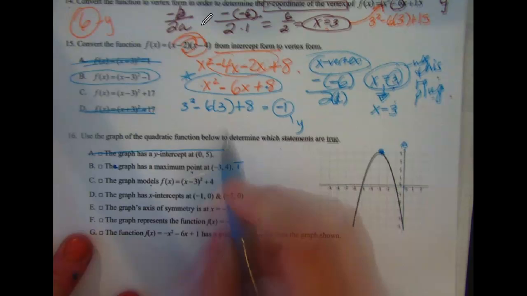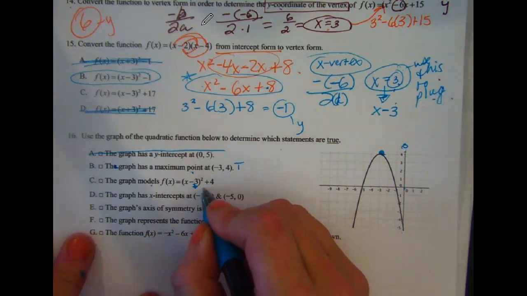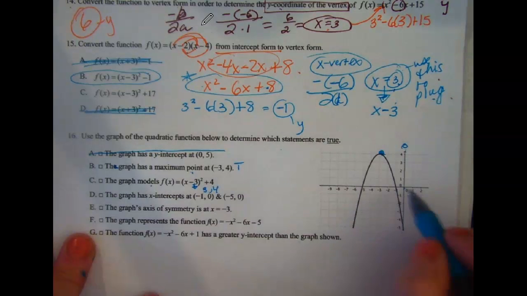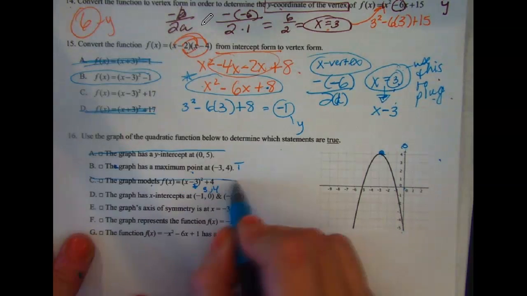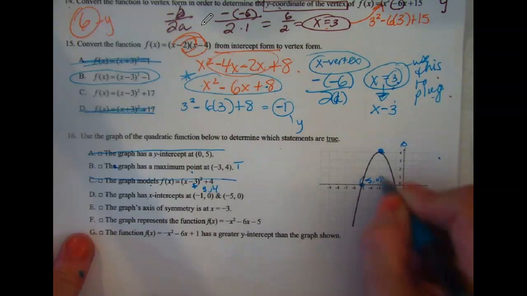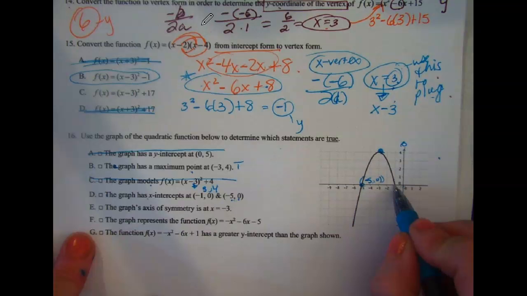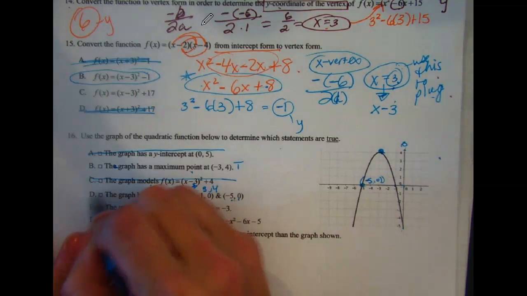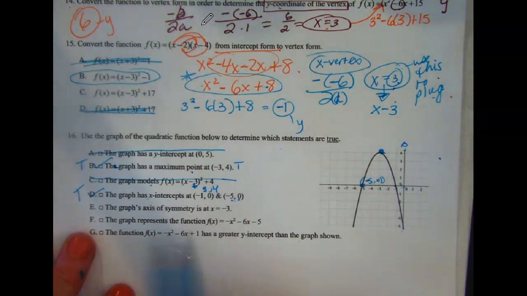The graph models this function, so we want to look at the vertex. Remember, it's opposite for the x. So the vertex here would be 3, 4. Let's see. 3, 4 is over here, so that's a no. And then looking here, intercepts right here. So it's -5, 0. Got that one. And then the other one is -1, 0. So that one's true. Yes. So true. True. We're going through checking each statement.